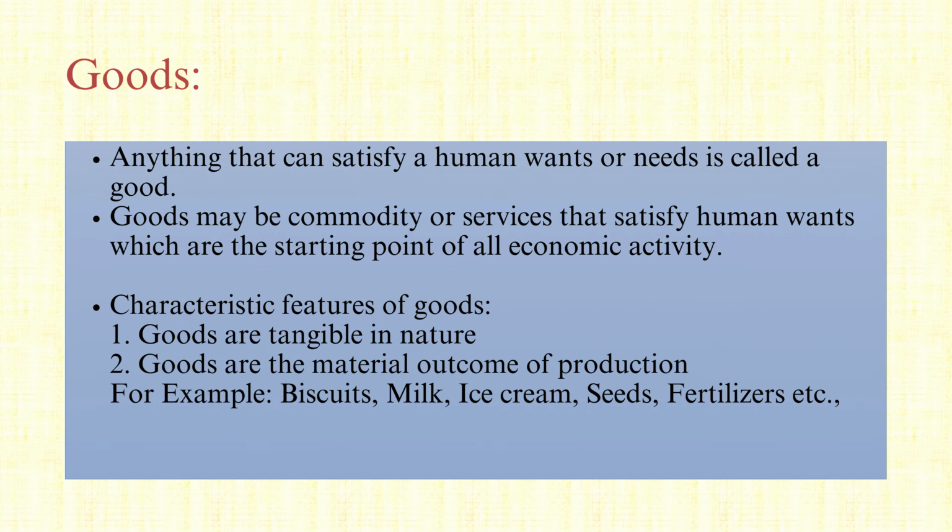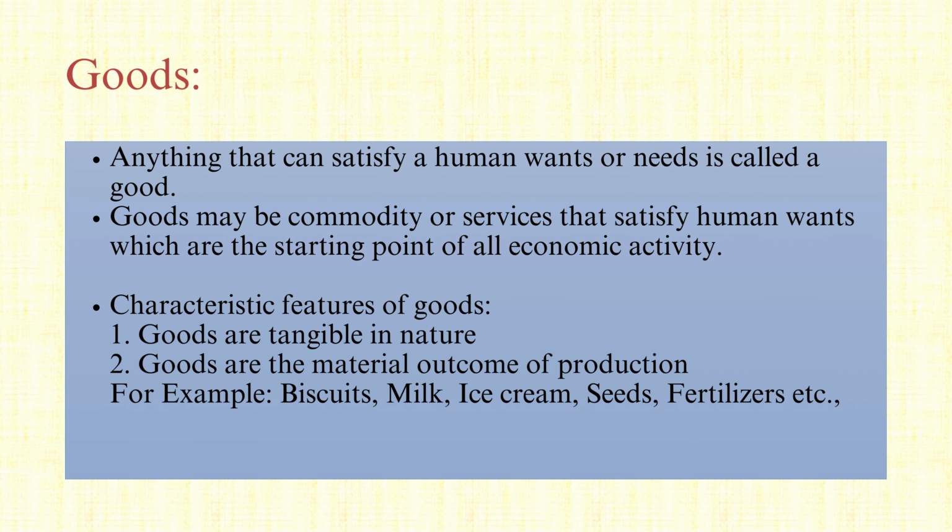Alright, let's dig deeper into what goods really are. So, goods are essentially anything that can satisfy human wants or needs. They can be commodities like rice, wheat, or corn, or they can be services like tractor rental or agricultural advice. The important thing is that goods are the starting point of all economic activity. Without goods, there's nothing to buy, sell, or use.